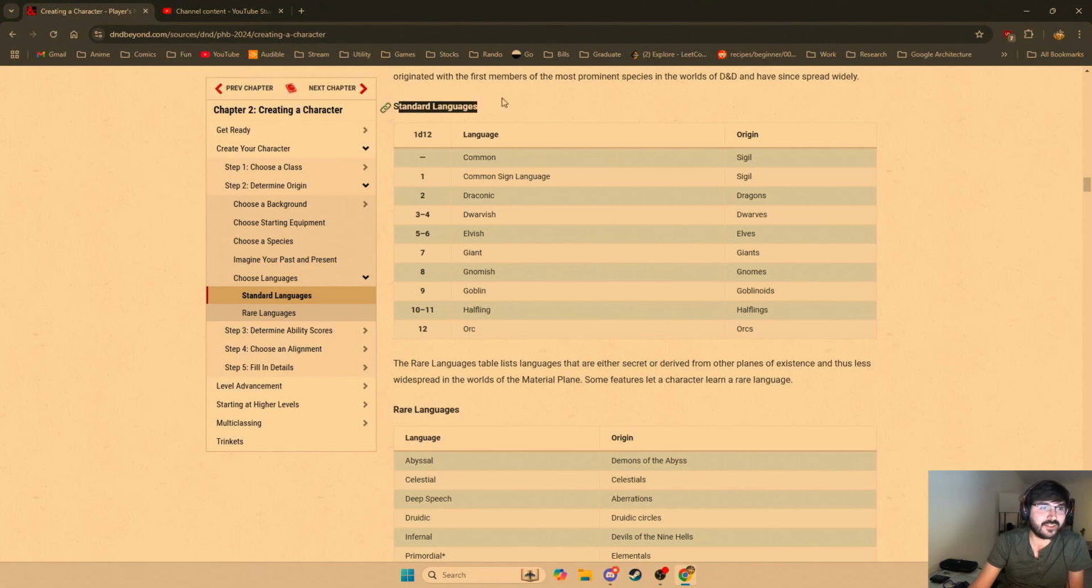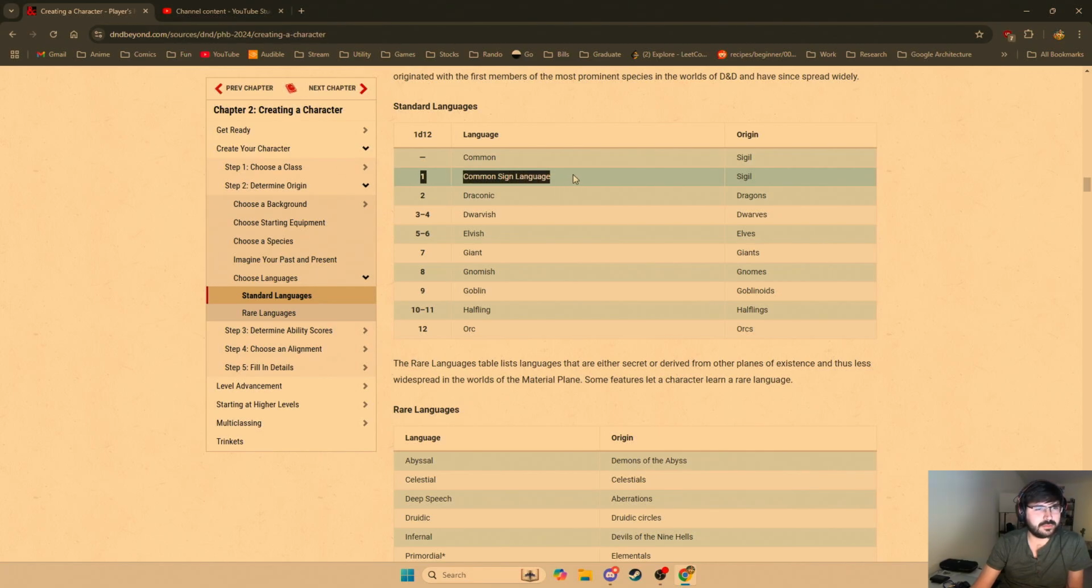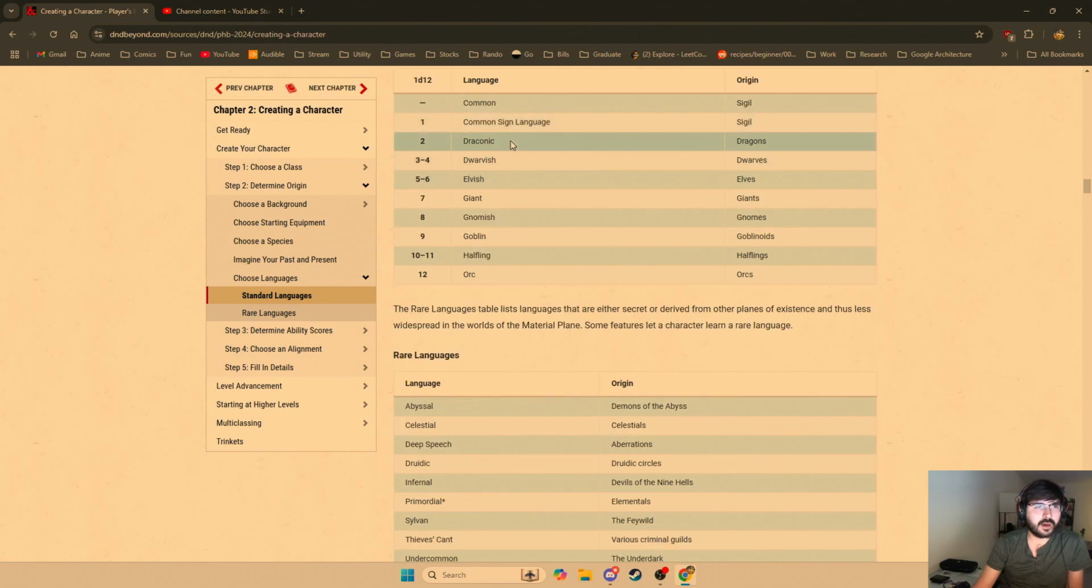Standard languages. Common sign language. Interesting. That's a new one. I don't believe I've ever seen common sign language before. Draconic, Dwarvish, Elvish, Giant, Gnomish, Goblin, Halfling, Orc.